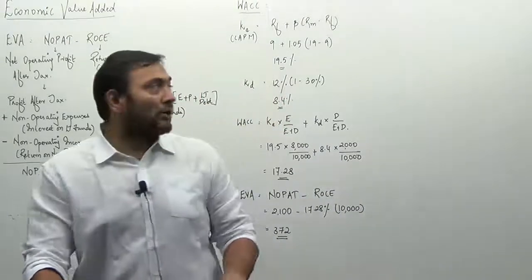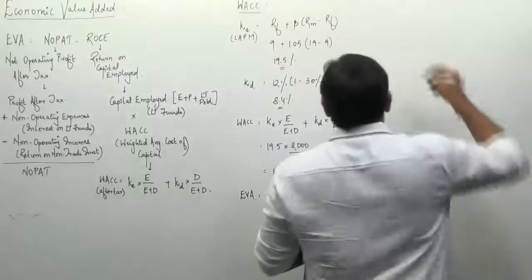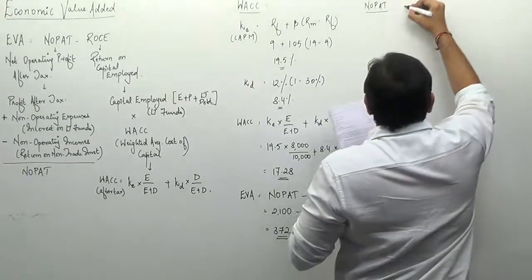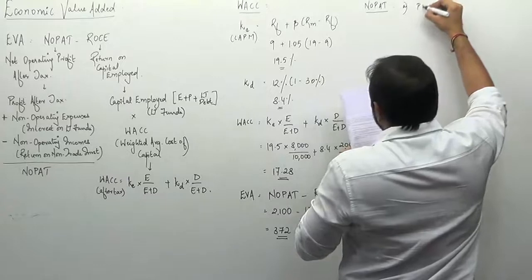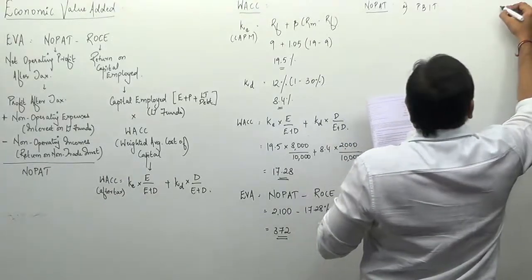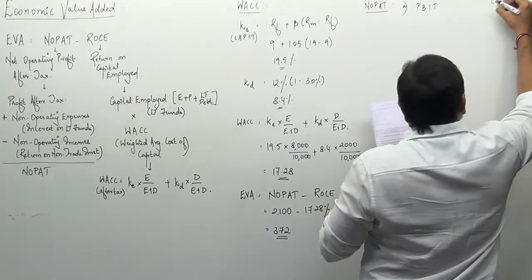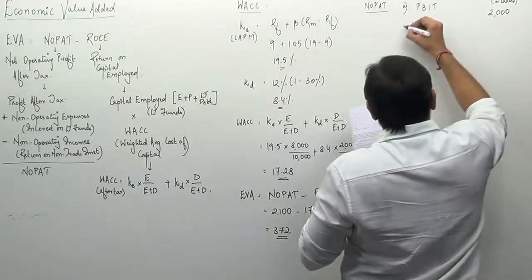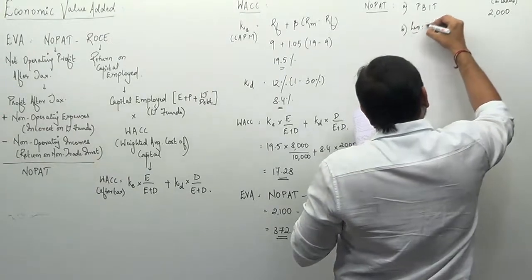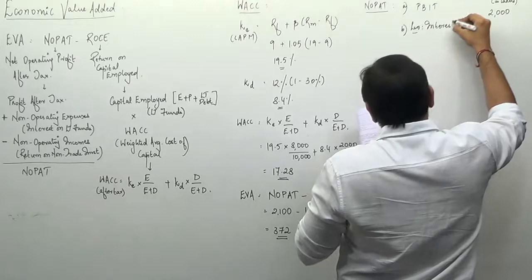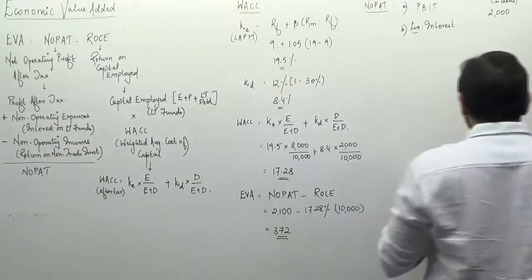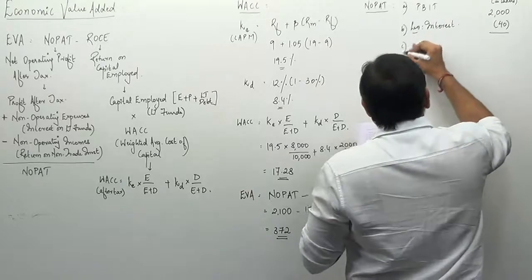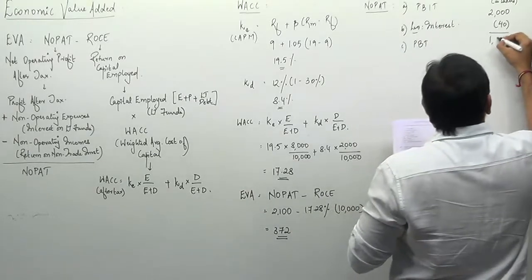So first let's try to calculate NOPAT from this. Start with the given information. This is PBIT, profit before interest and tax. All rupees in lakhs. This is 2000 PBIT. First reduction should be for the interest and then for the tax. Interest. He has given you that the interest is 40 lakhs. Then I'll get PBT, 1960.